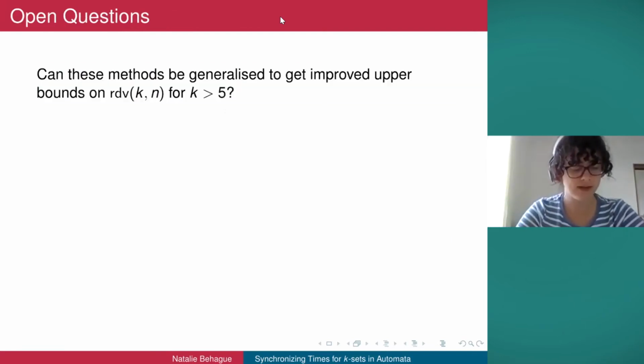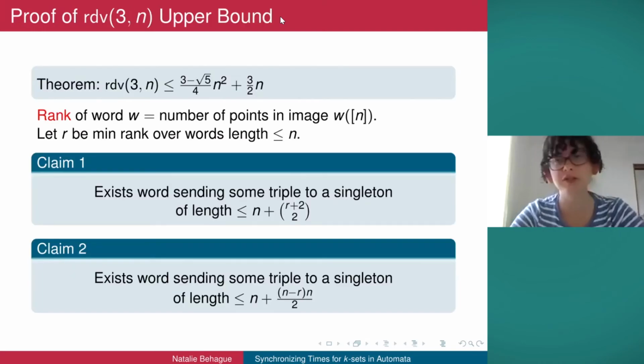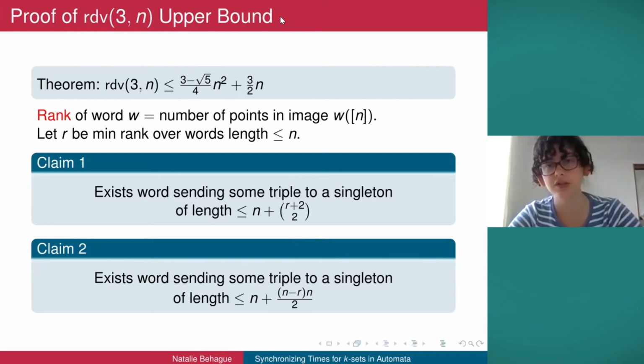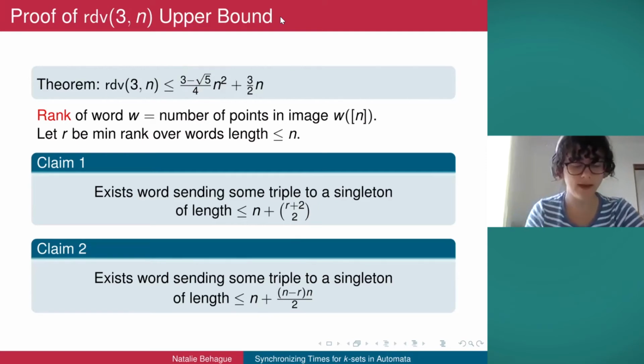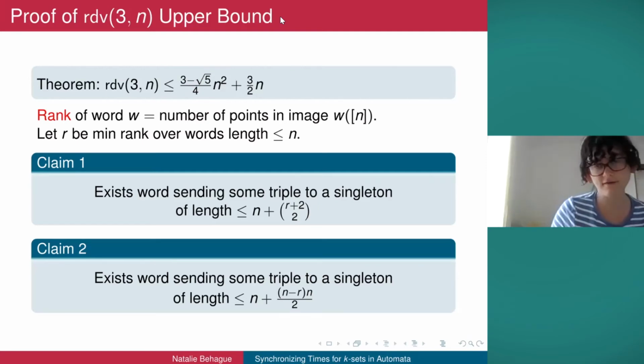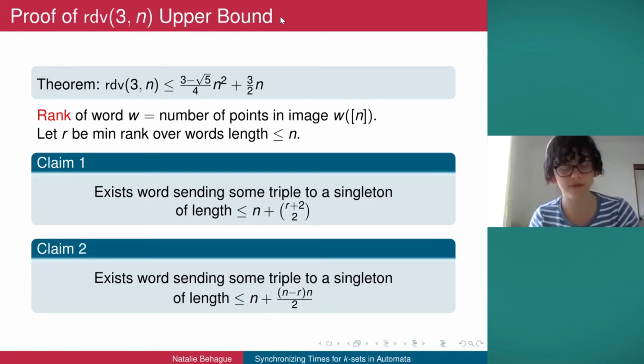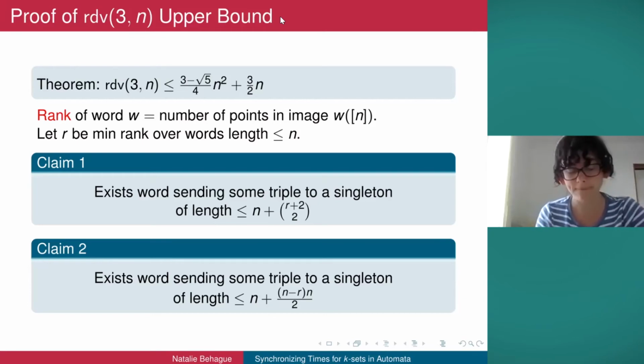Then we just combine these two claims. This is increasing with R, this is decreasing with R. So you just say, well, the worst case scenario is where these two things are equal. Solve for R, you get a quadratic, and that's where this weird square root thing comes from. Okay, so that's the results and an outline of one of the proofs at least.